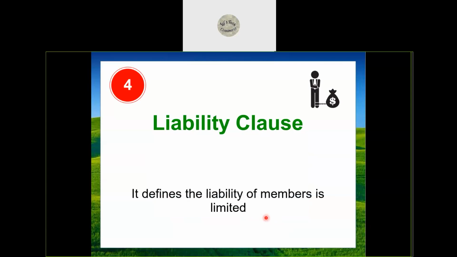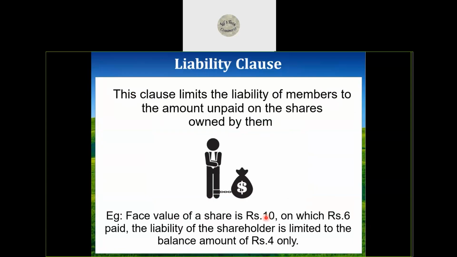Now liability clause. लायबिलिटी क्लॉज मींस शेयर होल्डर्स की जो लायबिलिटी है, मेंबर्स की जो लायबिलिटी है, वो लिमिटेड है और कितने अमाउंट तक लिमिटेड है. Limited to the amount of unpaid amount on their shares. It defines the liability of members is limited. This clause limits the liability of members to the amount unpaid on the shares owned by them.